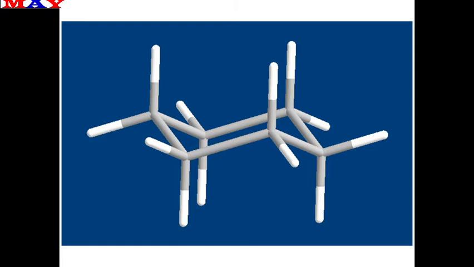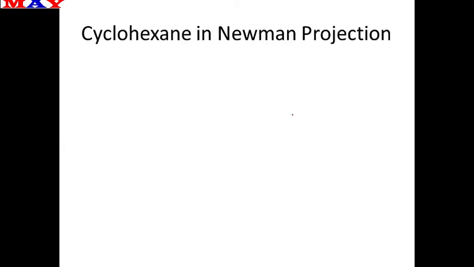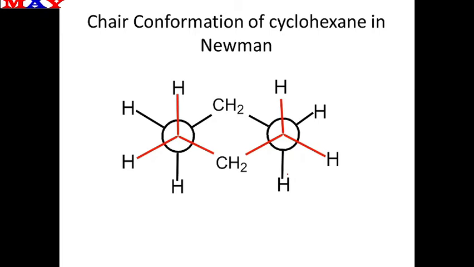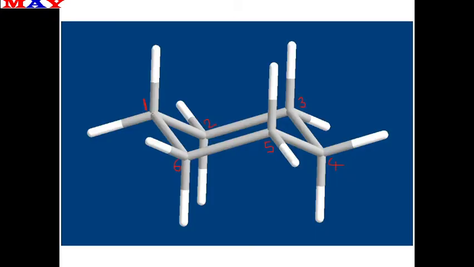Now what we are going to learn is how to convert this structure into a Newman projection formula. Cyclohexane in Newman projection. This is the Newman projection of ethane molecule. We will try to put the cyclohexane ring in this kind of Newman projection. When you draw the chair conformation of cyclohexane in Newman, this is what it will look like. And we will learn how to draw this structure.